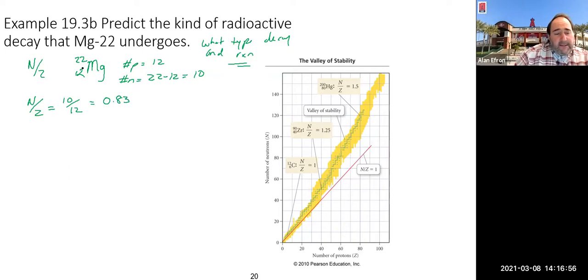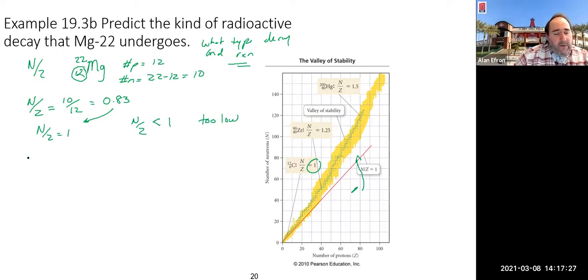Now, this is atomic number 12, which means a proper ratio would be 1. A 1 to 1 is an acceptable ratio, so a stable ratio would be 1. In this case here, our N to Z ratio is less than 1, right? So it is too low. So here, we need to bring it up basically to a much better ratio.